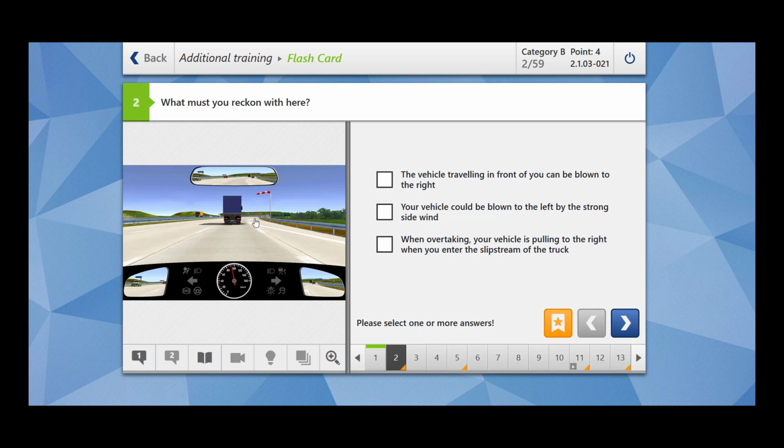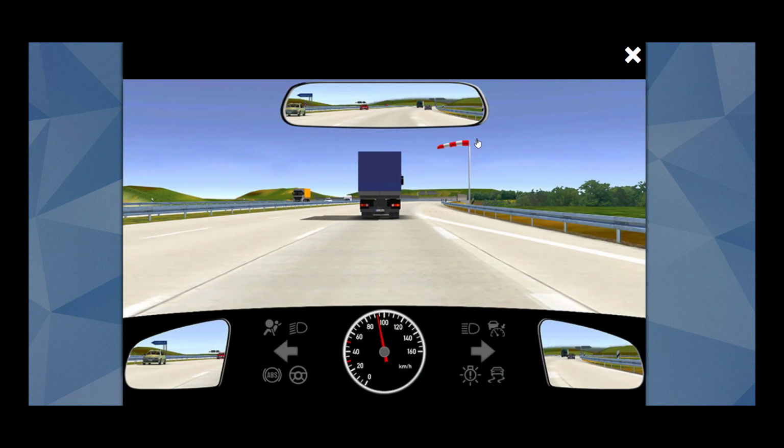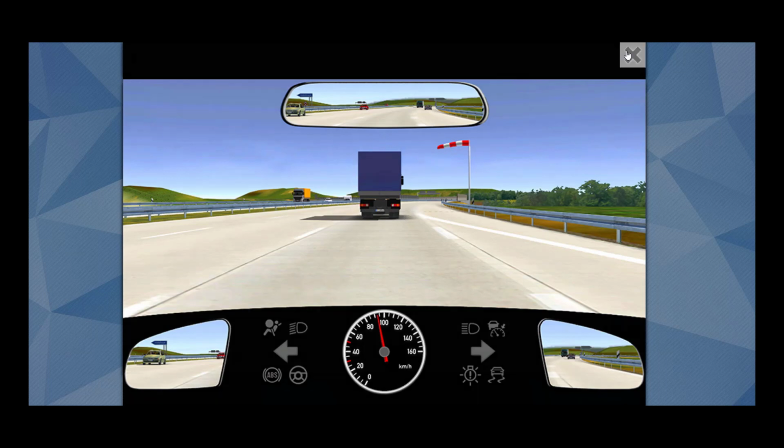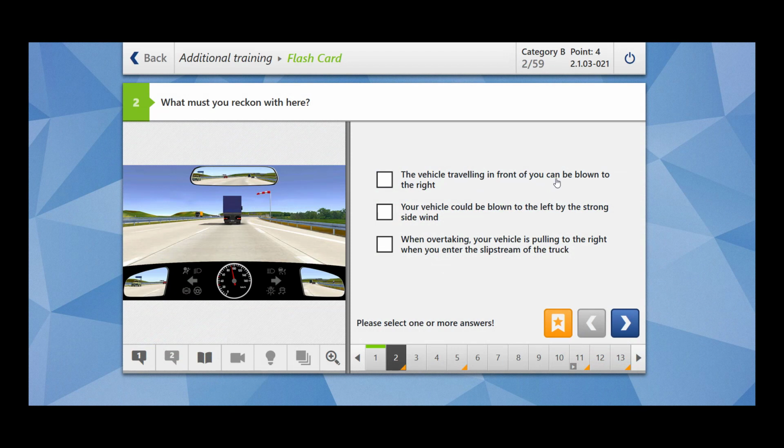What must you reckon with here? What we see here is a wind blowing towards the left and a truck in front of us. The vehicle traveling in front of you can be blown to the right. This is wrong. It could not be blown to the right, because the wind is blowing towards the left side. Your vehicle could be blown to the left by the strong side wind. This is correct, because we can see a strong wind is blowing. That's why our vehicle could be blown to the left, because the wind is coming from the left side.